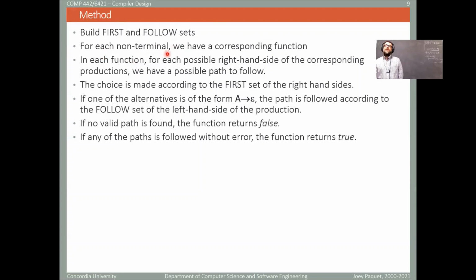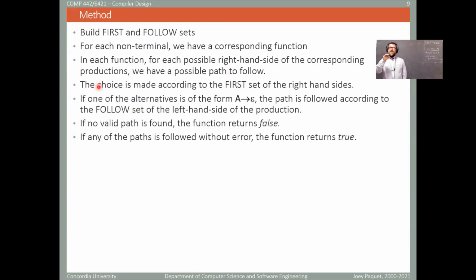So for each non-terminal, you have a function that you will implement, a member function or free function, depending on what programming language you're talking about. In each function, for each possible right-hand side of the corresponding production, we have a possible path to follow. So essentially, for every function, there is a path for each right-hand side defining the non-terminal for which this function is doing the parse.